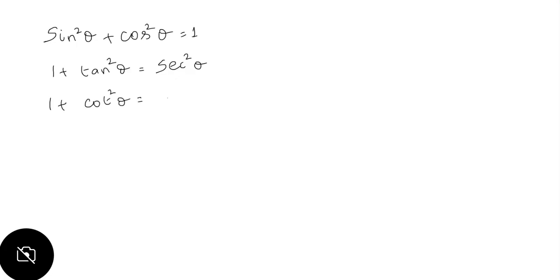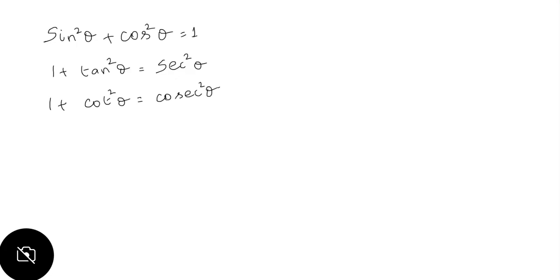So the first video that I'm going to post will be on the basic trigonometric identities: sine square theta plus cos square theta equal to 1, and 1 plus tan square theta equal to secant square theta, and the third one, 1 plus cot square theta equal to cosecant square theta.